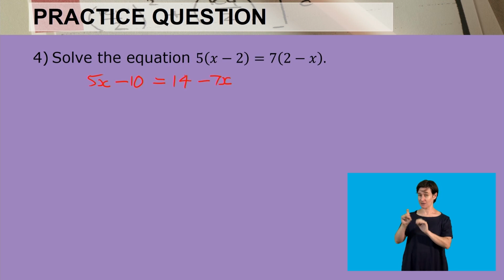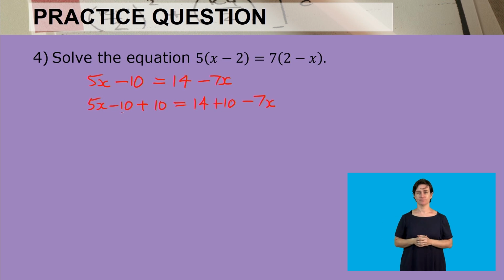So that is the equation. And then from that equation, you realize that we have constants on both sides. We start with the constants, and then we move to the x's. So we have negative 10, so it would be 5x minus 10. Additive inverse would be plus 10. That's the additive inverse of negative 10, which equals 14 plus 10 minus 7x.